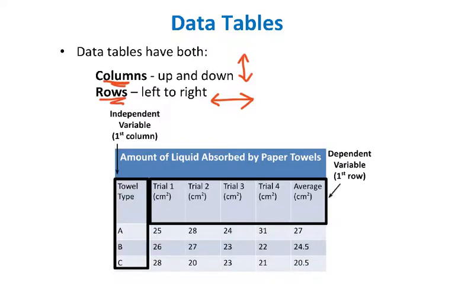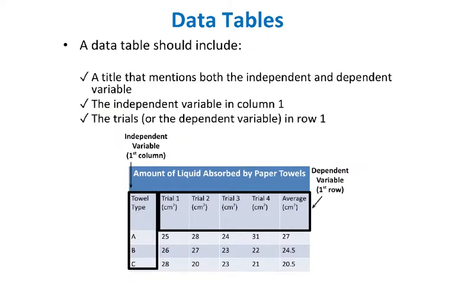Let's go ahead and go to the next slide. A data table should include a title. Every data table should include a title, and the title of the data table needs to include both the independent and the dependent variable. Both variables, the IV and the DV, should show up in the title. Let's take a look at this data table right here to see if that's true.